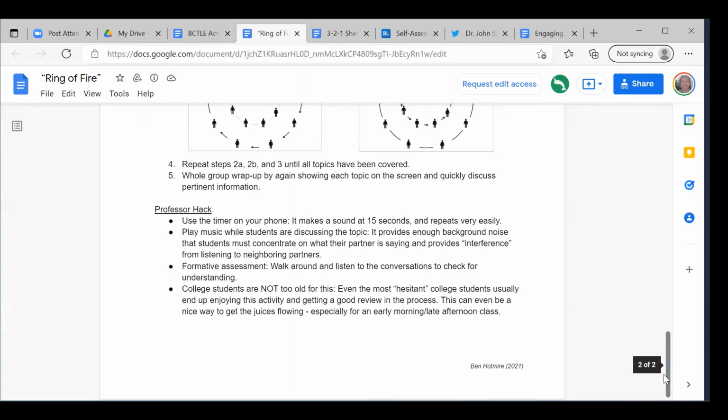By the way, some students that are auditory pick up everything. I know that some are frustrated, but that's okay. I think that's part of the learning process as well, because it's not an entire class period of frustration. And lastly, I think college students won't like this because they're too cool or too old. Some of them who don't want to stand up actually get into it and like it to the end. So, all right, that's Ring of Fire.